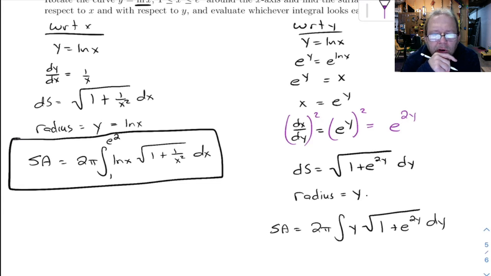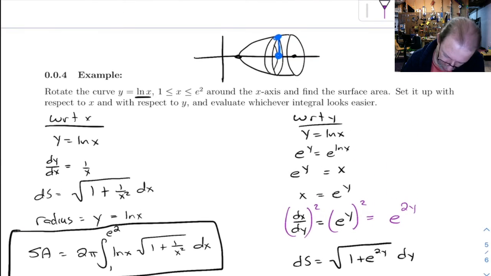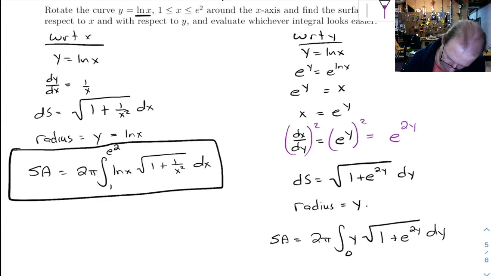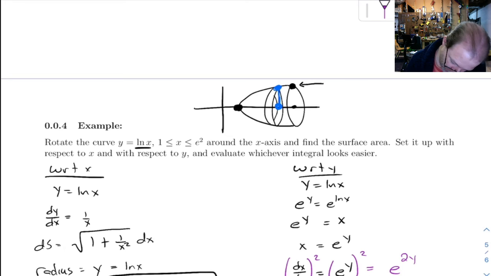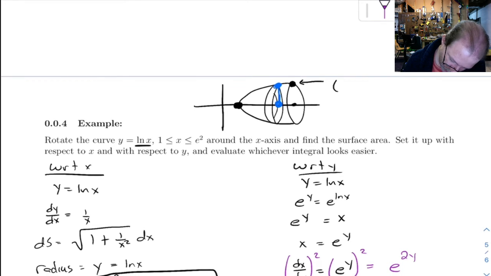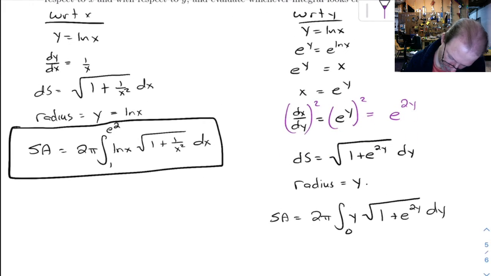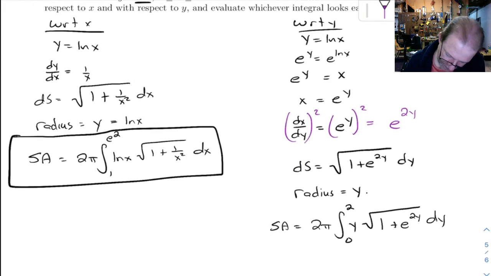And what are the endpoints here? The endpoints on this one are the y-coordinate here to the y-coordinate there. The y-coordinate here is obviously 0. What about the y-coordinate on the other end? Well, this is the point whose x-coordinate is e squared, its y-coordinate is ln of e squared, and ln of e squared is 2. So we get that.